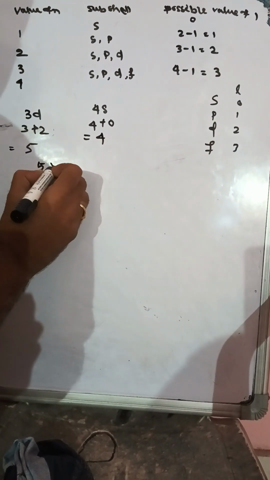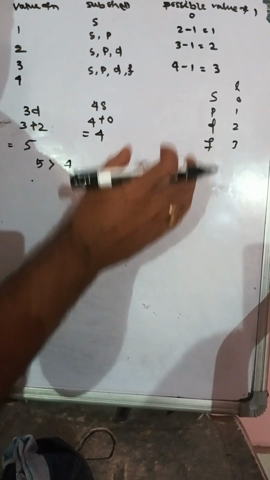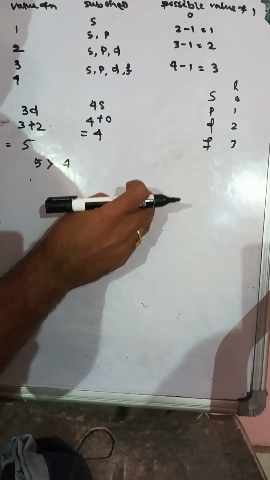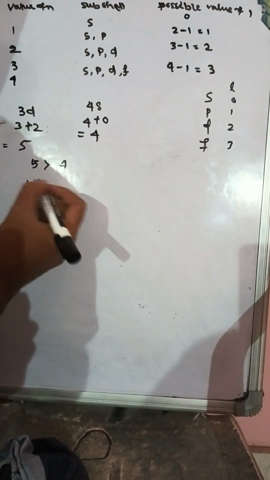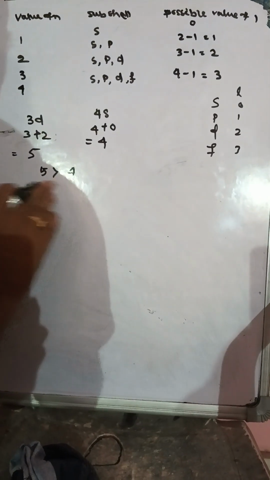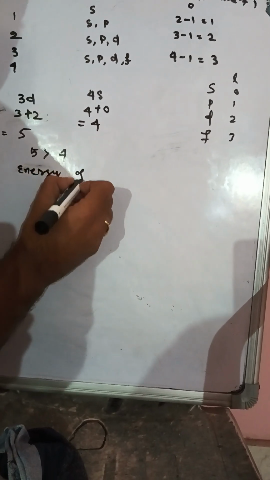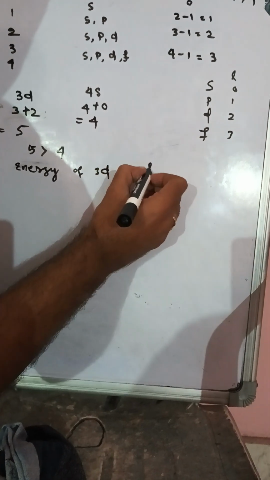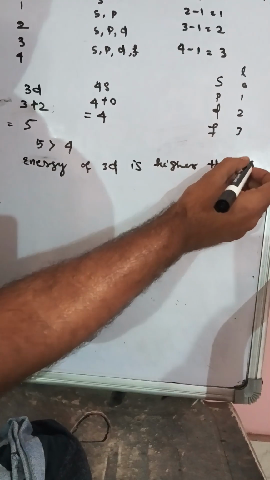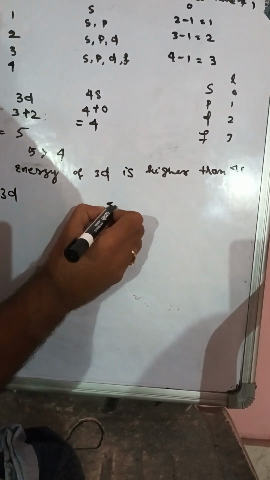Then 5 is greater than 4. So the electrons enter the orbitals which have the lowest energy first. So 3d is higher than 4s. The energy of 3d is higher than 4s.